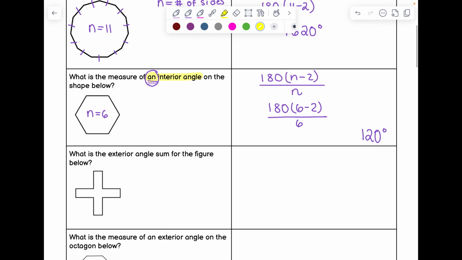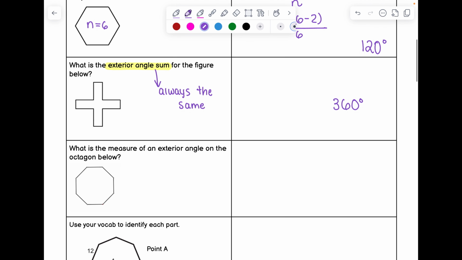What is the exterior angle sum for the figure below? Well, the figure below has 12 sides. But the exterior angle sum is always the same. So what is that magical number for the exterior angles? Hopefully you can look in your notes and find out that it is 360 degrees.